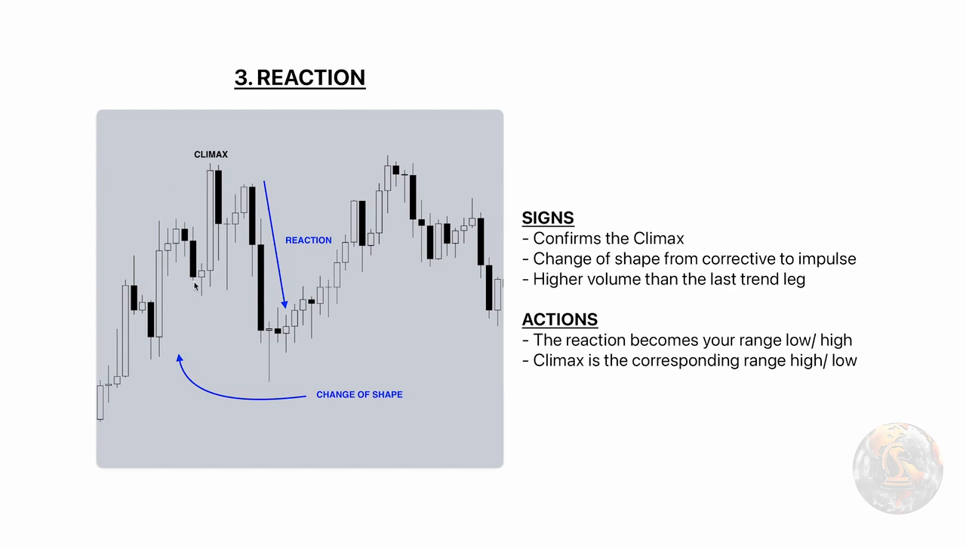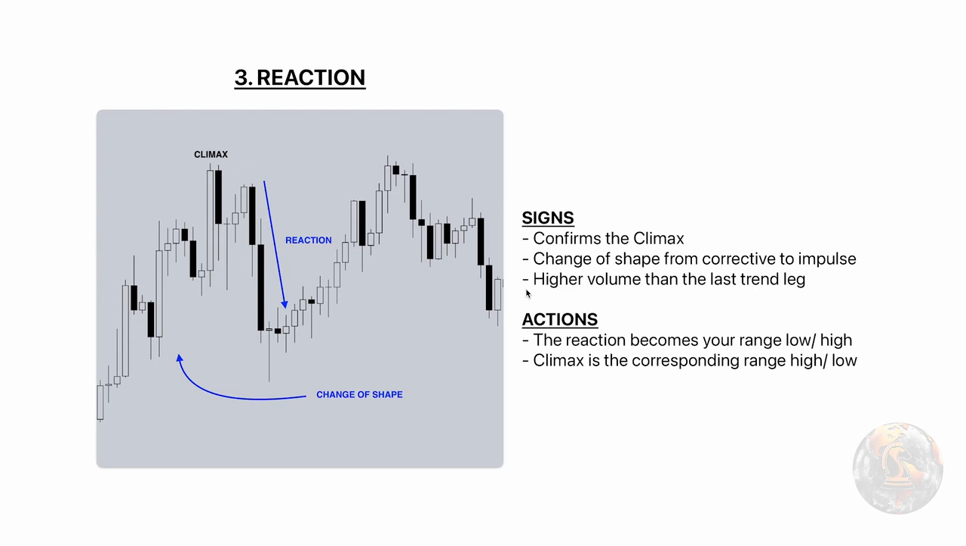And of course, higher volume than the last trend leg. So if you looked at this and the uptrend, the impulse, had lower volume than the reaction that came after it, much like the previous event I talked about, that's a sign as well that the reaction is valid and it confirms the climax. What do you do with this? So how do you action this? Remember, we're here to actually trade it.